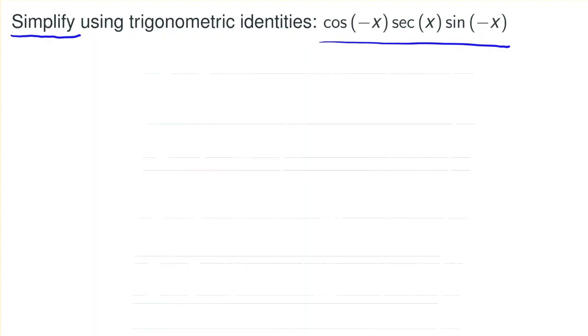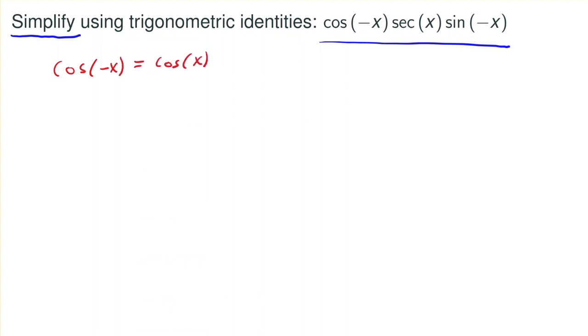Cosine of the negative of an input angle is the same as cosine of the same angle with the positive value. So we can rewrite this as cosine of x. Secant, we rewrite as 1 over cosine.